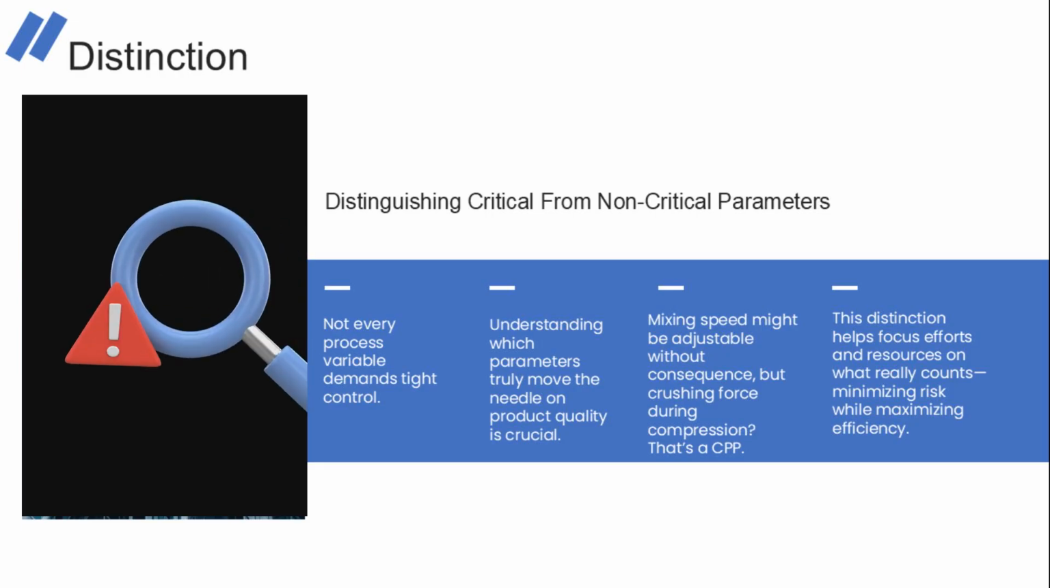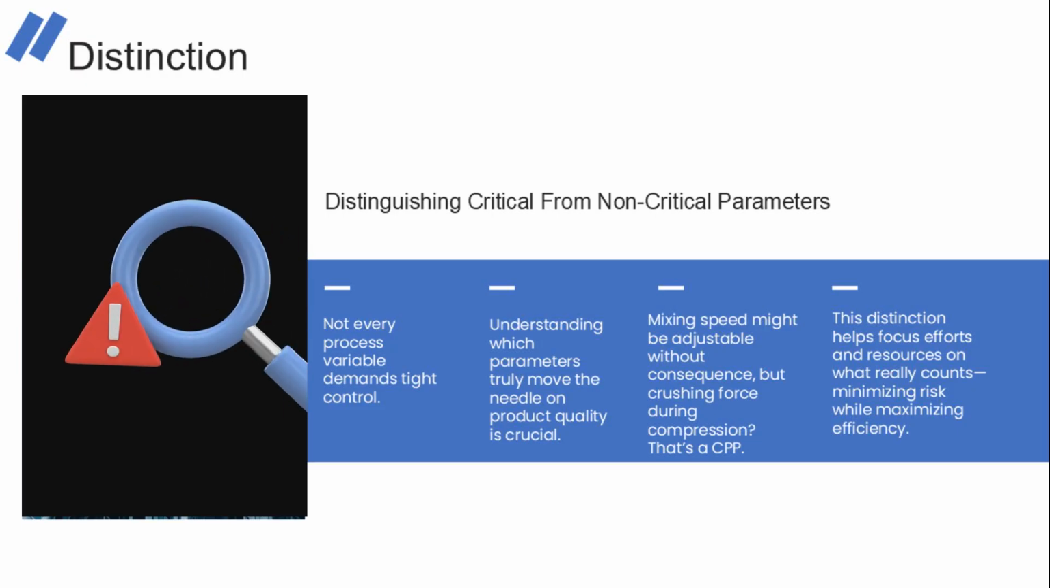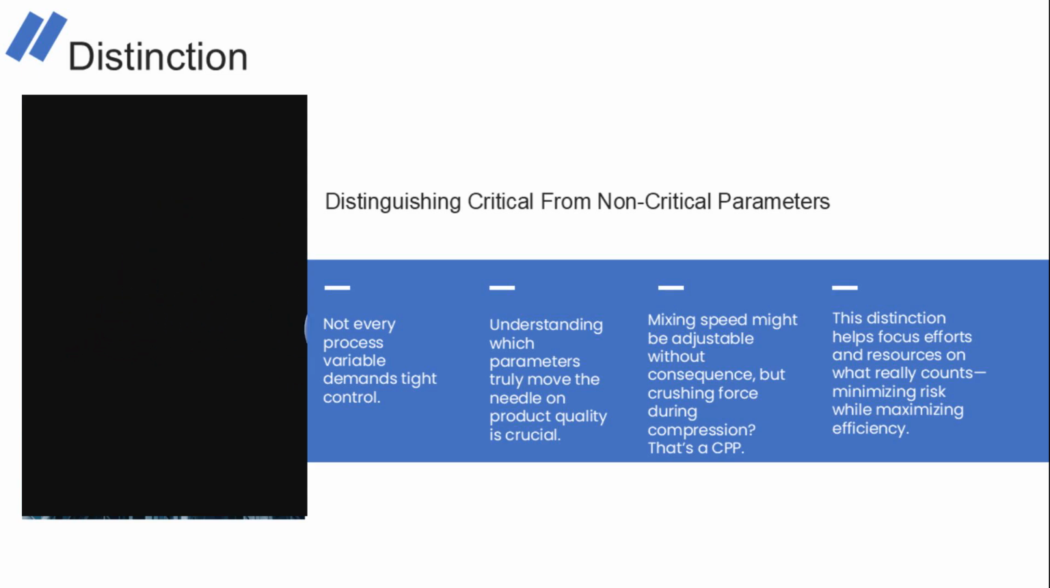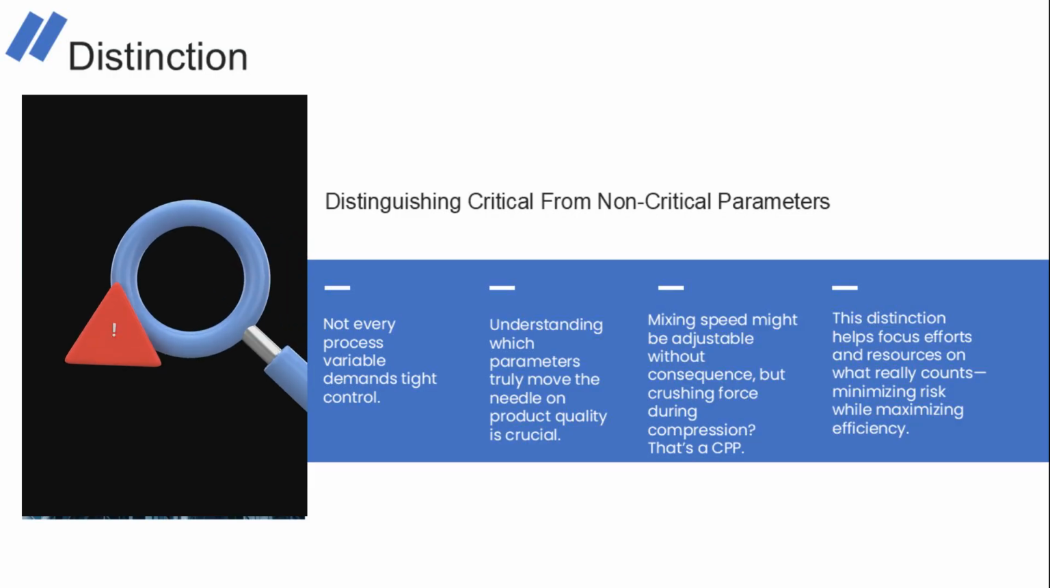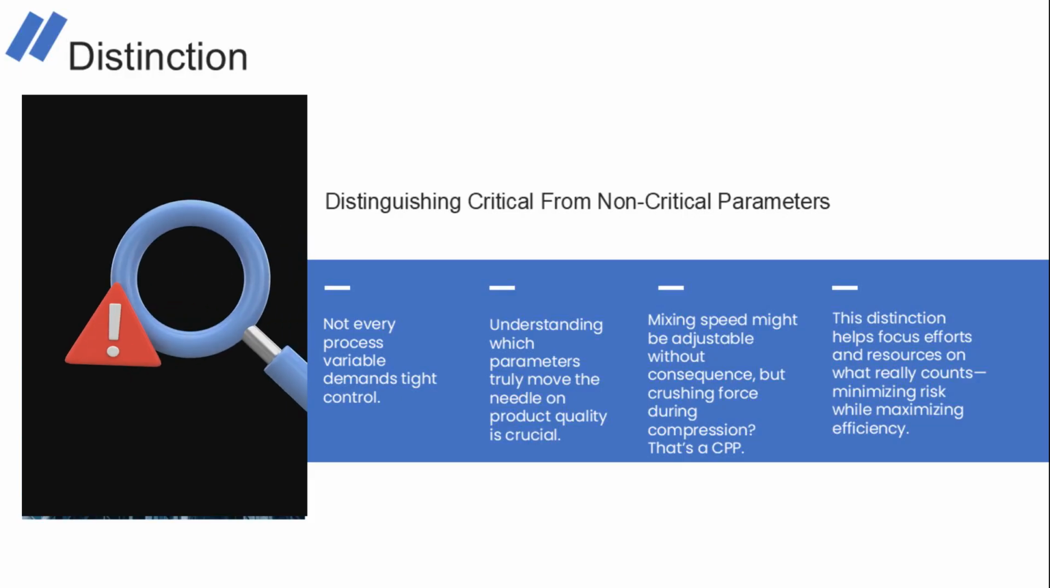For example, slightly altering the mixing speed might have little to no effect on the final product, but the crushing force during tablet compression? That's a classic critical process parameter, CPP. These are the variables that can directly affect a product's potency, hardness, or dissolution. Understanding this distinction is vital because it allows manufacturers to focus their time, resources, and monitoring efforts on what really matters, reducing the risk of batch failures, maintaining consistent quality, and making the overall production process more efficient and reliable.